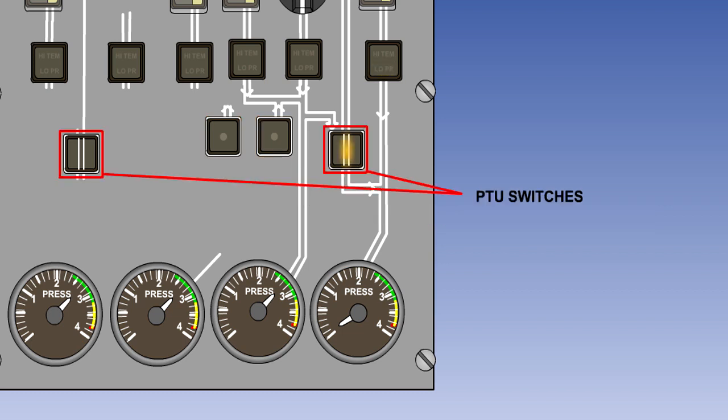There are two power transfer units. They use hydraulic motors in systems B and C to drive pumps in systems A and D respectively. They are controlled by the switches highlighted here.